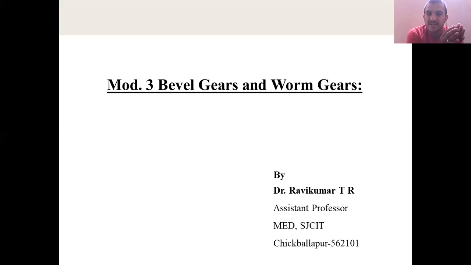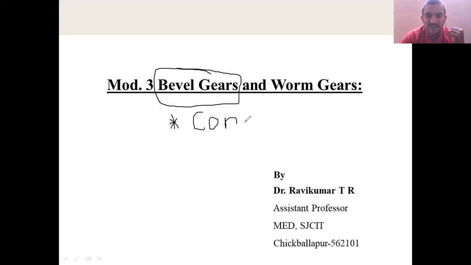In module 2, we discussed the design of the spur gear and helical gear. There, the teeth are formed on cylindrical surfaces. But here we consider the teeth are formed on cone surfaces. Then those gears are called bevel gears. That's the first point of the introduction.